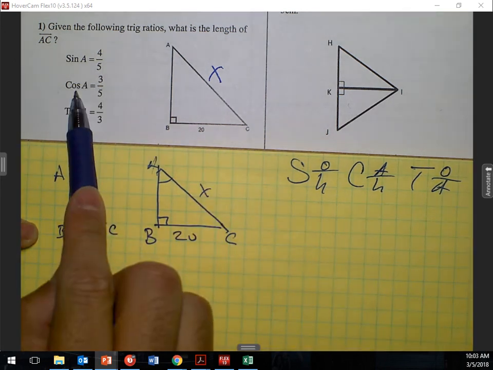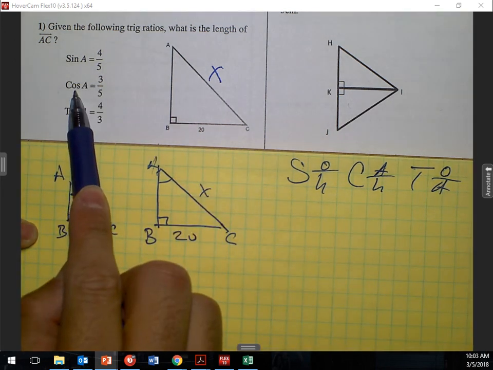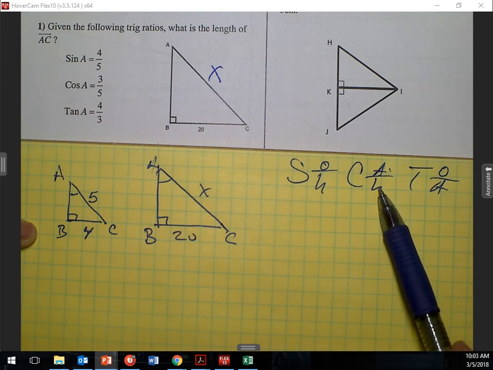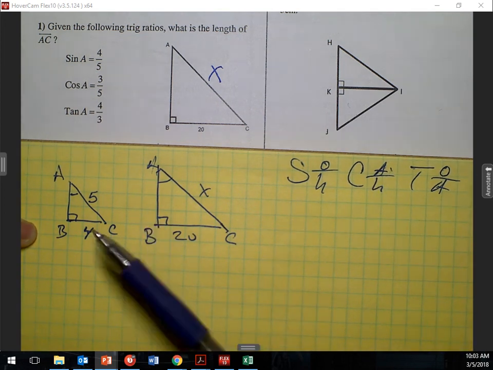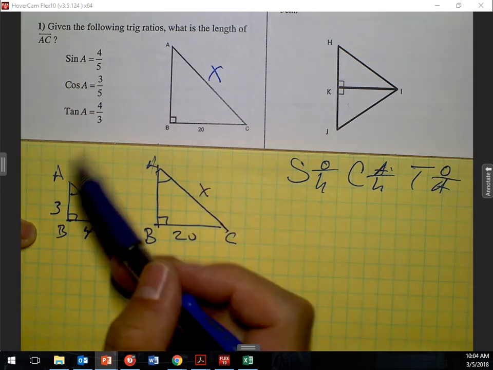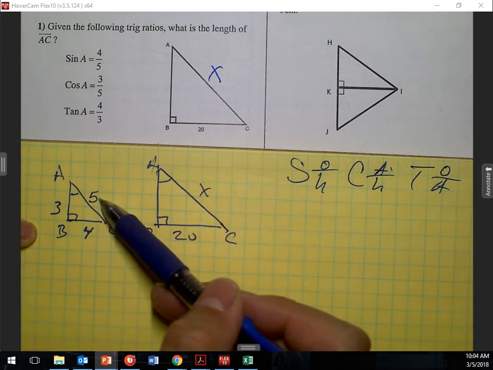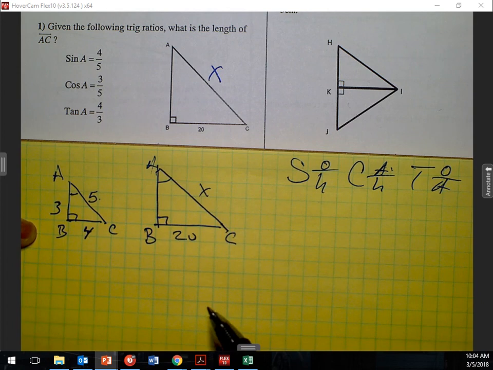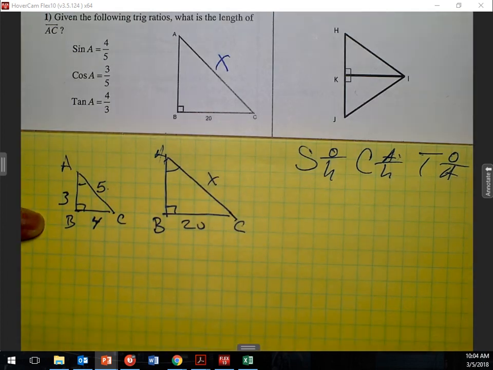Next one is cosine of A. Cosine of A is 3 over 5. Cosine is adjacent over hypotenuse. So the number I'm putting in for my adjacent is what? 3. My hypotenuse is 5. Look, it's still 5, right? It's already there. So we have that. Now we can set up our similar triangles. So if we set up our similar triangles, how would I go about setting this up?